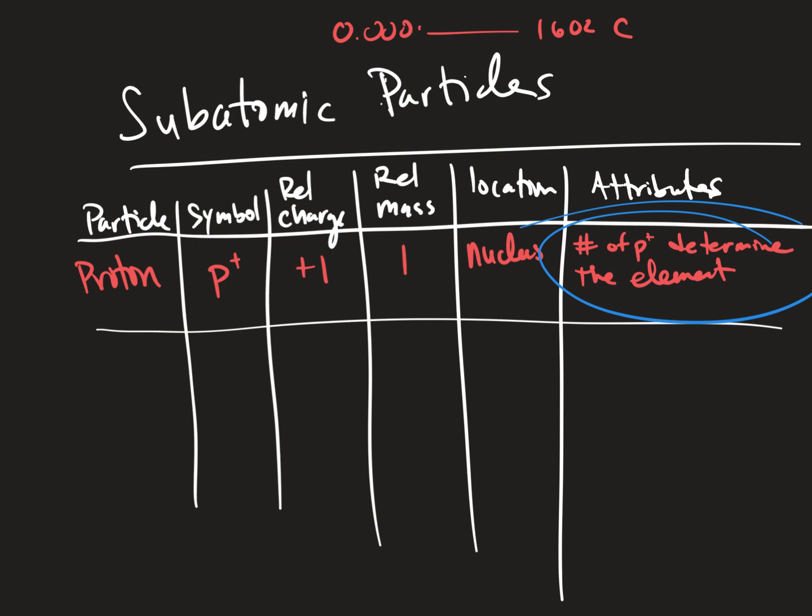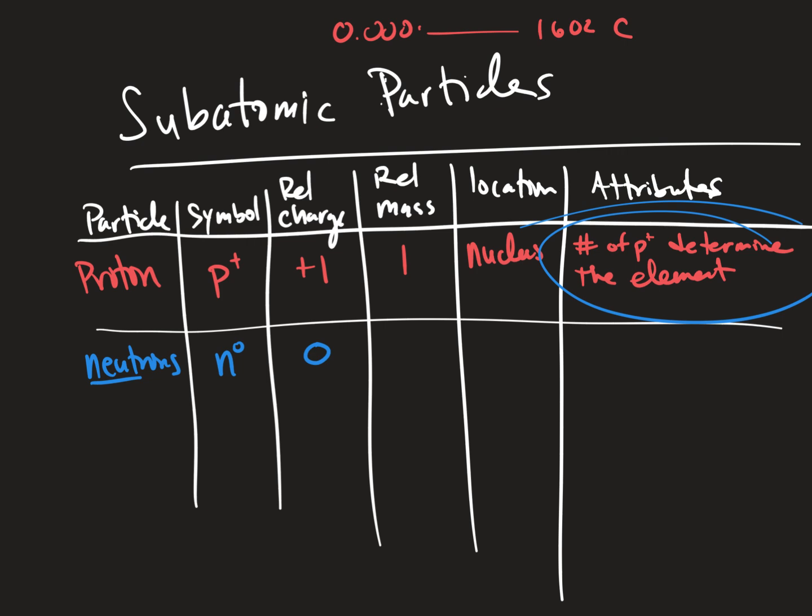Okay, then we got neutrons, which is N with a superscript 0. Why is it a superscript 0? Because they have a relative charge of 0. Because that's why we call it neutron, because they're neutral. Yeah?